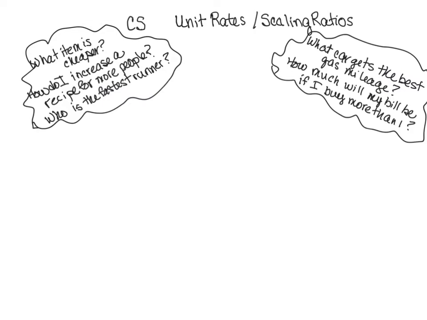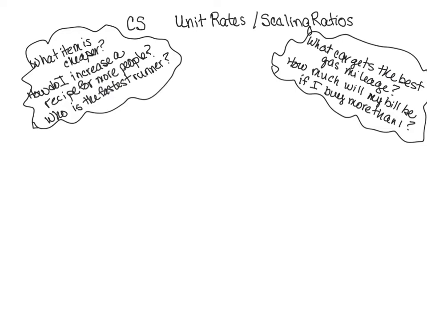Okay, how about if I'm increasing a recipe? We talked about this some in class. I have this recipe, but more people are coming. So how can I scale this up to make sure that I have enough for everybody? Who is the fastest runner? That could be per meter, because a lot of the track things are measured in metric, not in standard. Which car gets the best gas mileage? If I'm buying a car and money for gas is a consideration, I want to know which is getting the best miles per gallon.